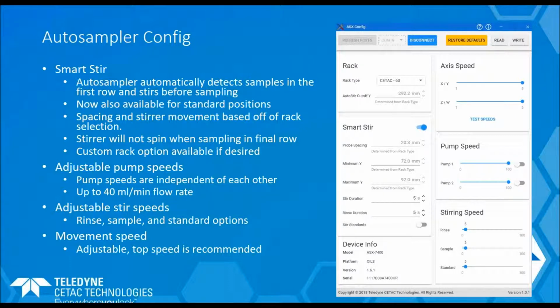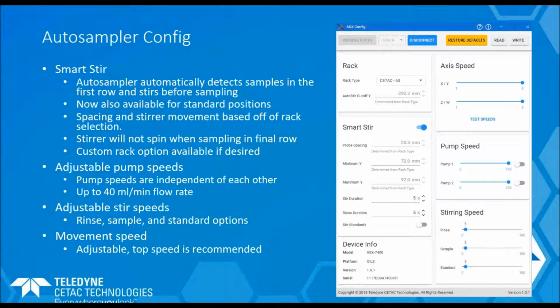The positioning of that, so how it knows where to do Smart Stir, is based off of your rack selection. If you're running the Janus racks, you're going to have slightly different spacing than if you were running a 60 position Bellar rack or 60 position metal rack. By setting your rack type, the rest of the software automatically adjusts the Smart Stir features to match that rack. So it makes it really simple. You don't have to try and measure anything or go out to certain depths to figure it out yourself.